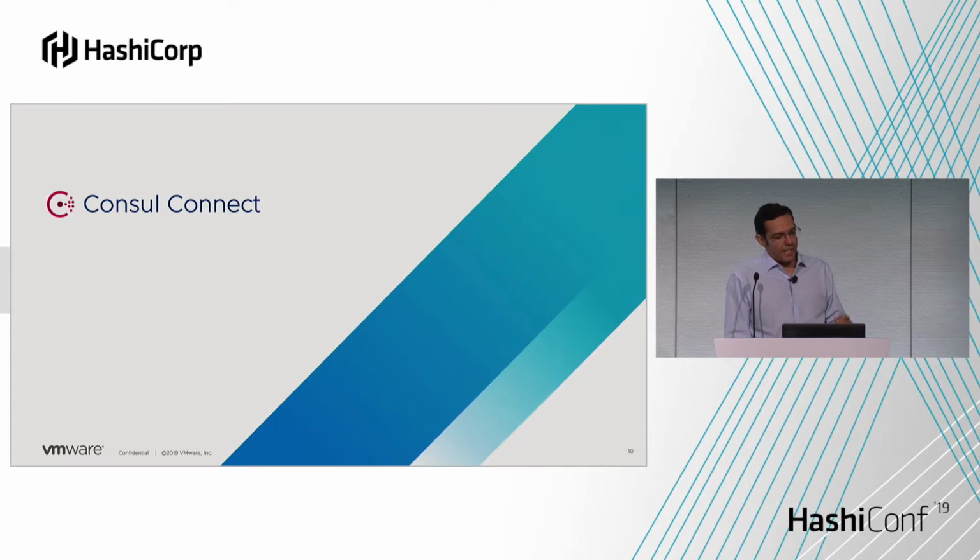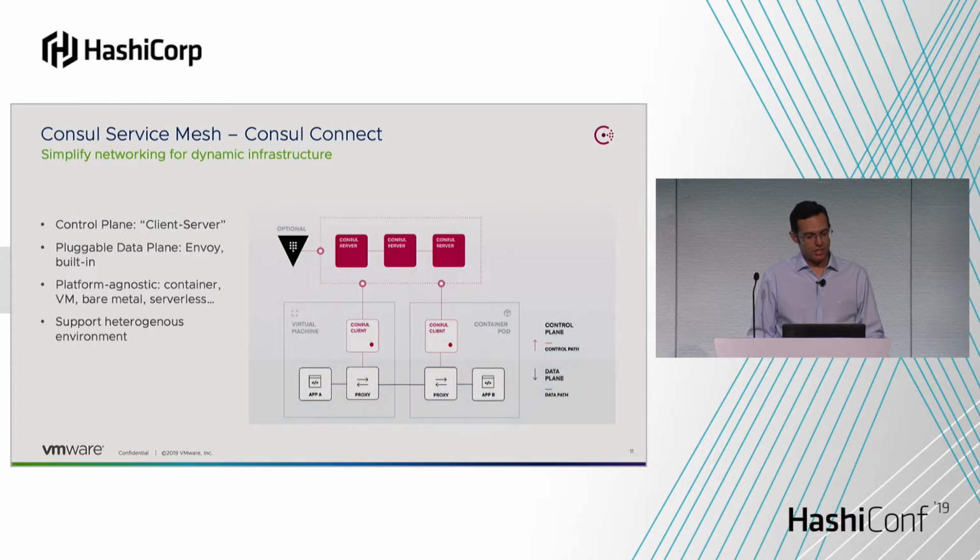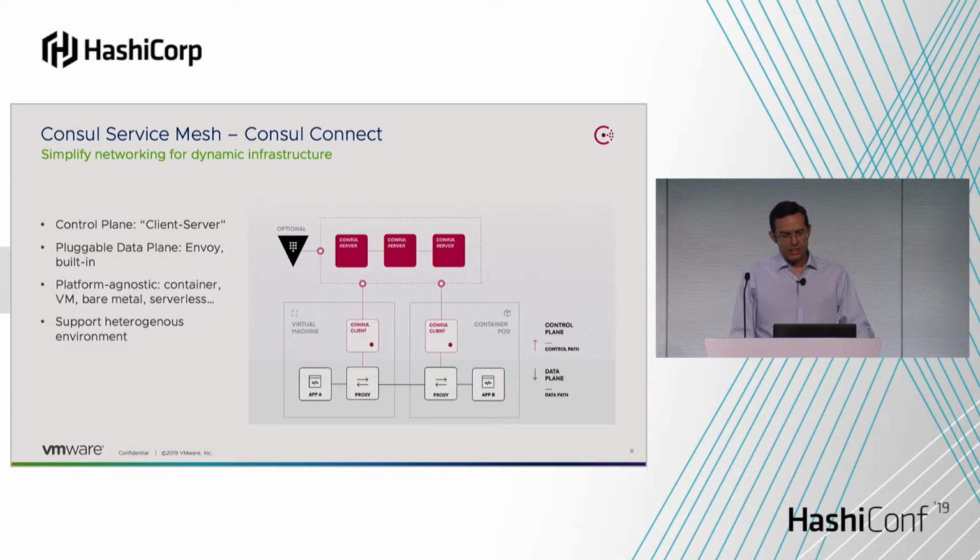And then Consul Connect is an implementation of a service mesh. It is a HashiCorp service mesh. And Consul Connect has a client-server architecture, which is providing many of the benefits regarding scalability and dealing with the heterogeneity of infrastructure. In this architecture, we have one server or more than one server to have some kind of resiliency and high availability. And the servers and the clients are the control plane.